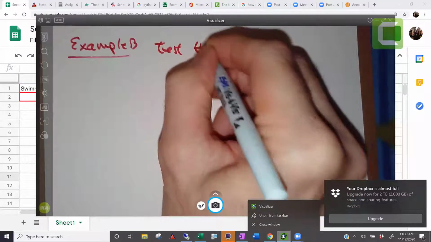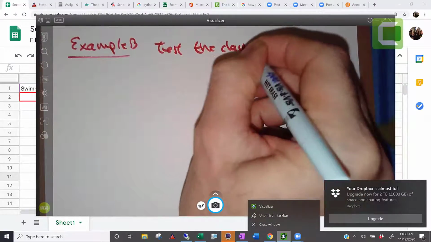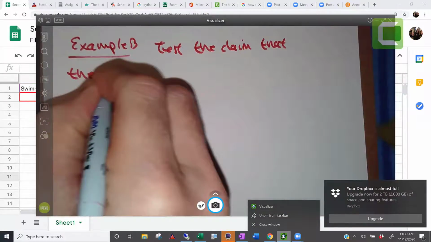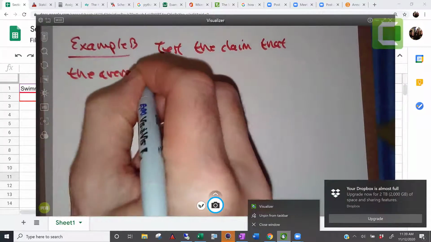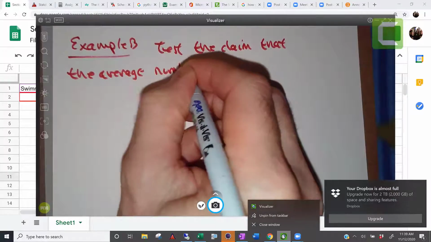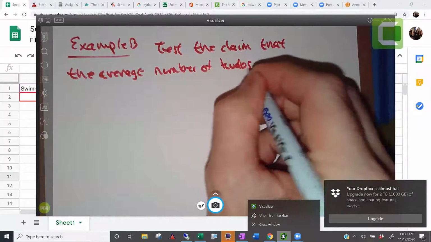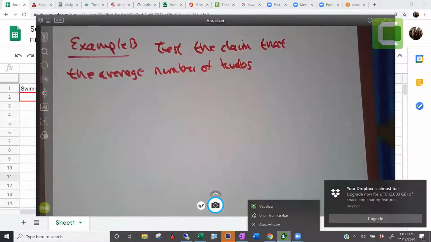Test the claim that the average number of, technically they're called kudos, is less for biking or less for swimming than it is for running.